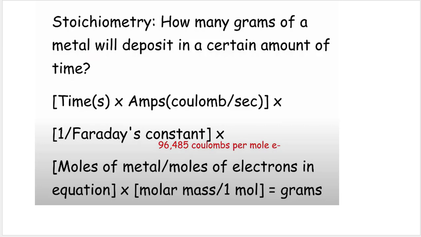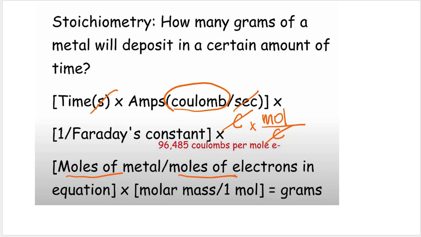If we have time and we multiply it by amps, which is coulombs per second, our seconds will cancel out. Then we're left with coulombs. And then we multiply that by the reciprocal of Faraday's constant, which is coulombs per mole. So if I flip coulombs per mole, I would have moles per coulomb, those will cancel out, leaving me with just moles. Then I'll be multiplying it by moles of metal over moles of electrons. So we'll have moles cancel again. And then to go from moles to grams, we're just going to use the molar mass. So let's just do some practice problems here so you can see. Once you start looking at stoichiometric ratios, it will start to make sense.